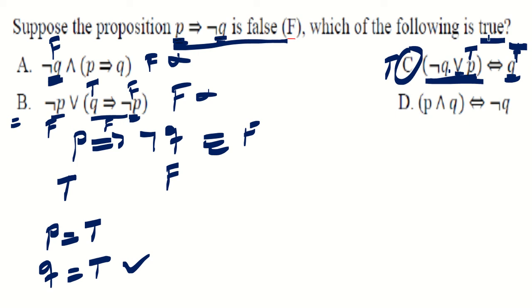Which one is true? The given condition is P implies negation Q, and this is false. So from that we have got the truth values of each component P and Q, and using that we are trying to check. If you try to check D, it says P and Q. Each of them is true, so this is true. By biimplication, and negation Q is necessarily false because Q is already true. So they are not the same truth value, so it will be false. So the answer will be C.